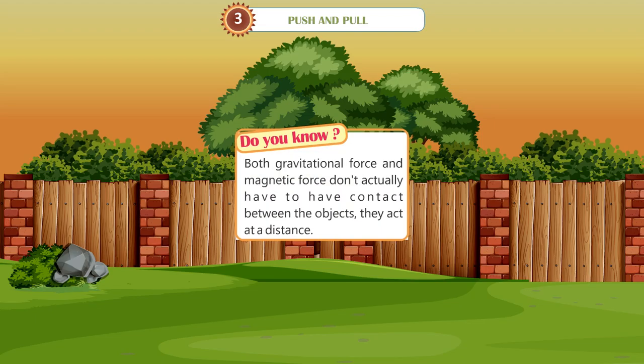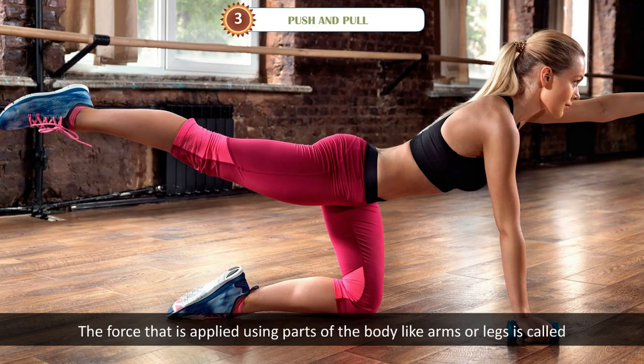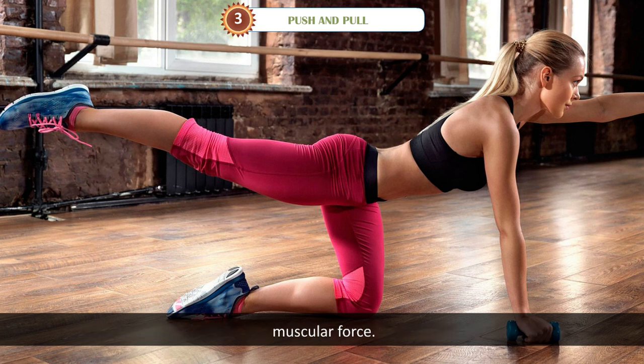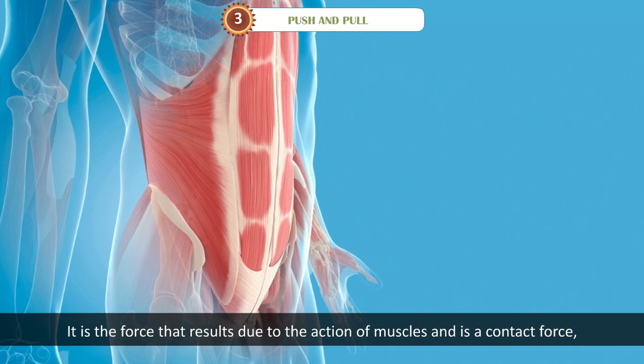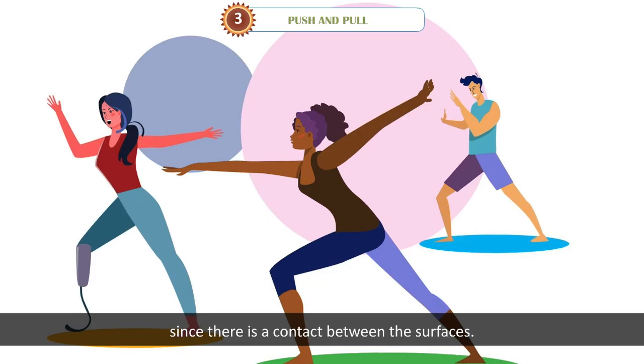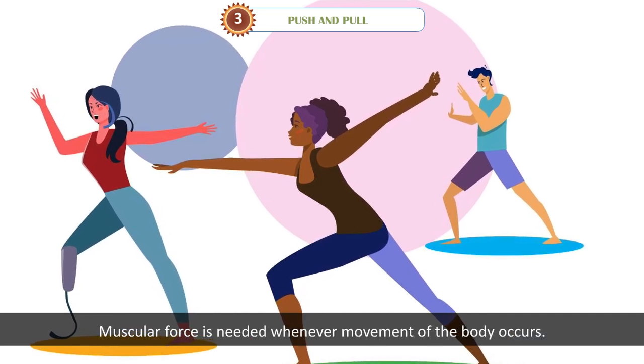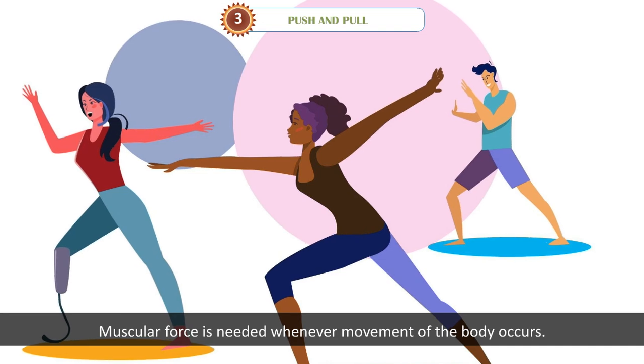Do you know, both gravitational force and magnetic force don't actually have to have contact between the objects, they act at a distance. Muscular force. The force that is applied using parts of the body like arms or legs is called muscular force. It is the force that results due to the action of muscles and is a contact force, since there is a contact between the surfaces. Muscular force is needed whenever movement of the body occurs.